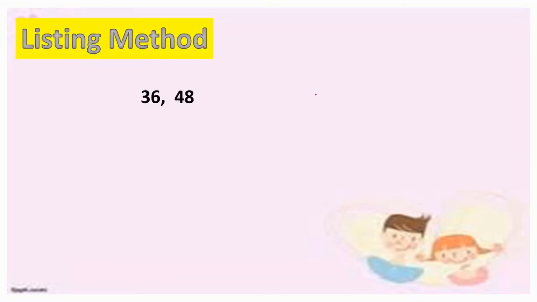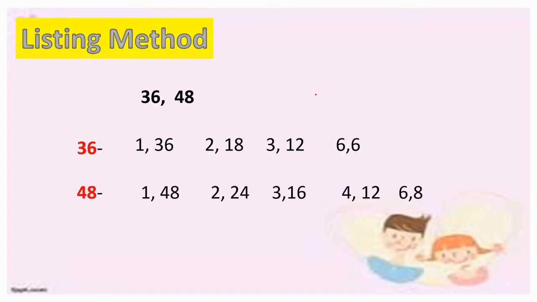So let's list the factors of 36. We have 1 and 36, 2 and 18, 3 and 12, 6 and 6. After that, we have 48. So we have 1 and 48, 2 and 24, 3 and 16, 4 and 12, then 6 and 8.